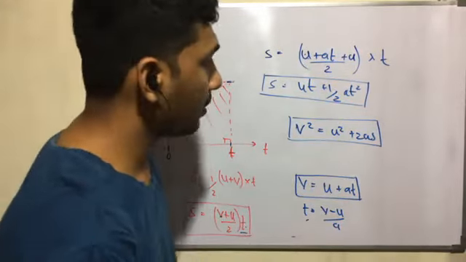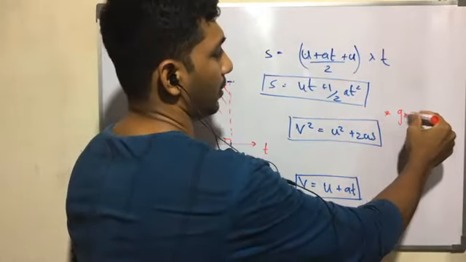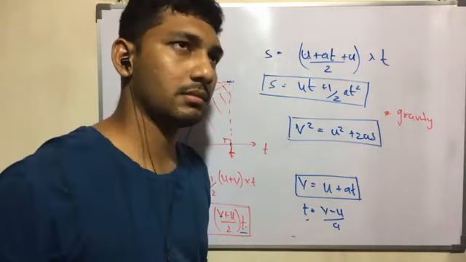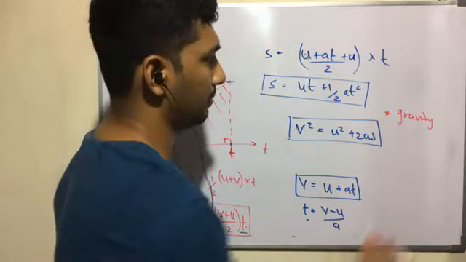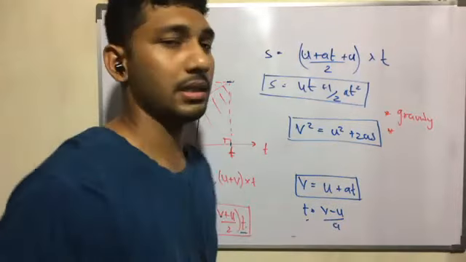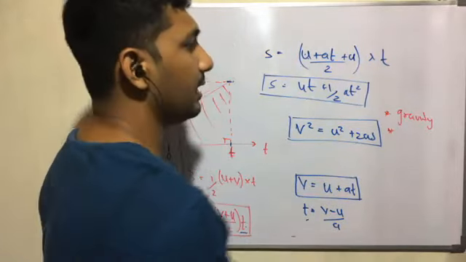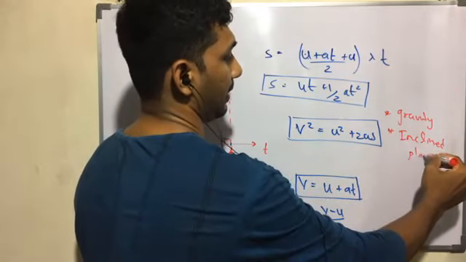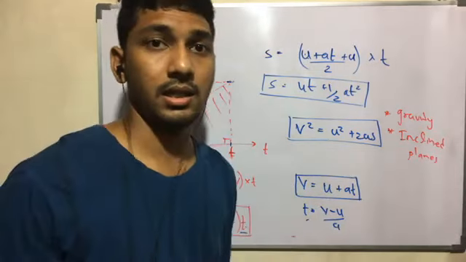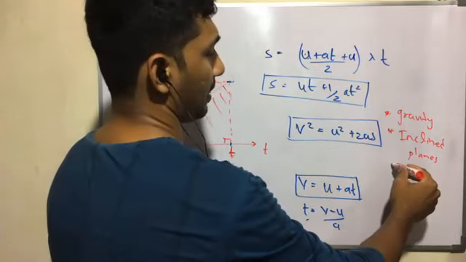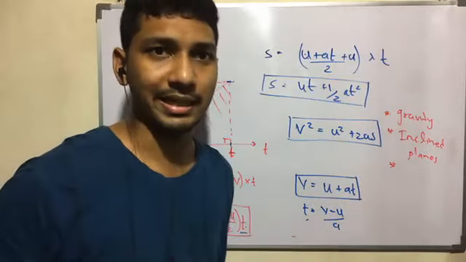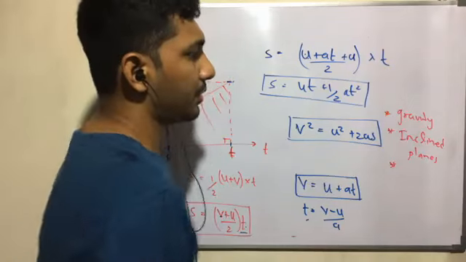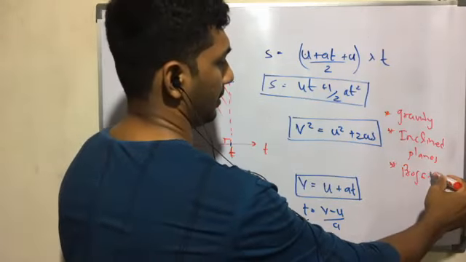One instance is you can use them for motion under gravity, free fall. Going up and coming down can both be considered motions under gravity. The other thing is motions along inclined planes. The other is normal linear motions, where you can freely use these. And also for projectile motions, you can use them.